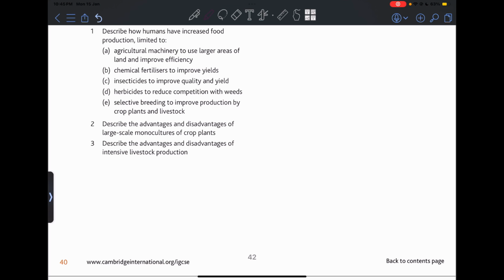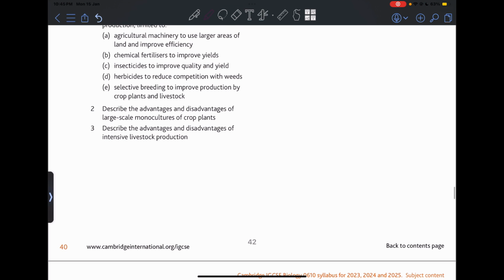Selective breeding to improve production by crop plants and livestock. So selective breeding also applies to plants. Like I said, some farmers will only allow the animals with desirable features to grow. The same thing can happen in the plants.